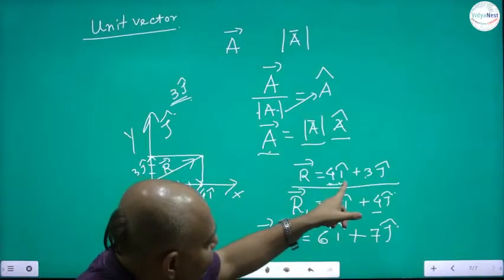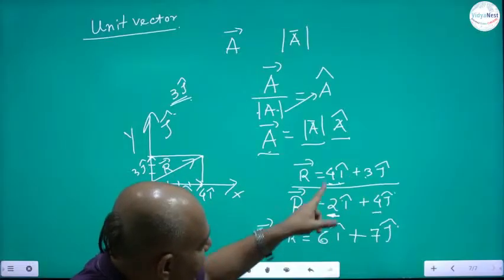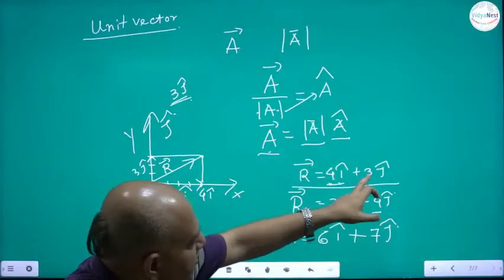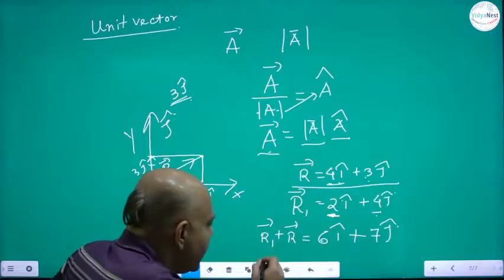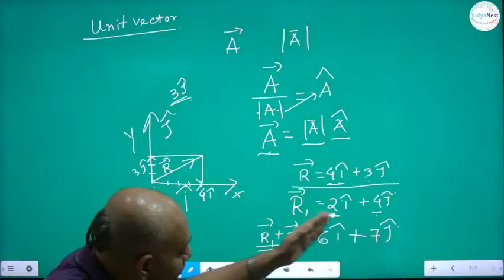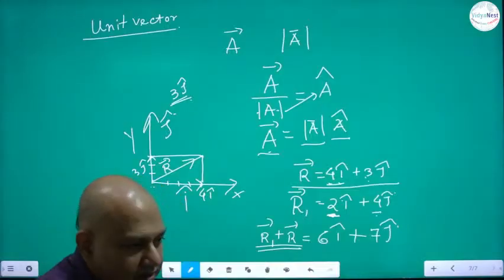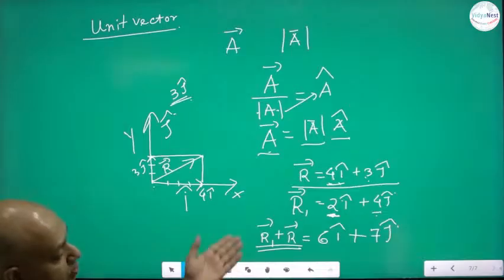Component along x-axis is equal to 4 i cap, is equal to 2 i cap. So that is added. Similarly, these are 3 j cap, 4 j cap. So this is added. So finally, addition of vectors in the component method is quite easy. The component method and using the unit vector process is easier.